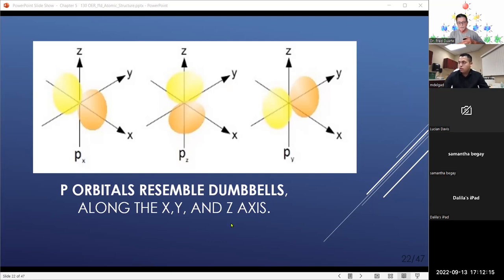The p orbits are three-dimensional. There are three of them, along the x, y, and z axes. Each of these orbits we call a dumbbell because of the shape. The s orbits are round, like a ball, and the p's are dumbbells in the three axes, and each one can handle 2 electrons.